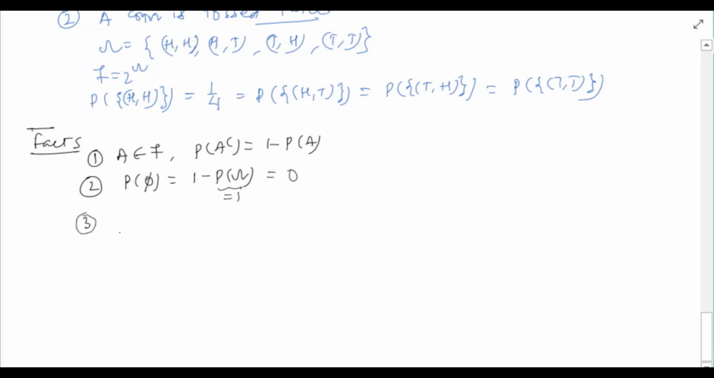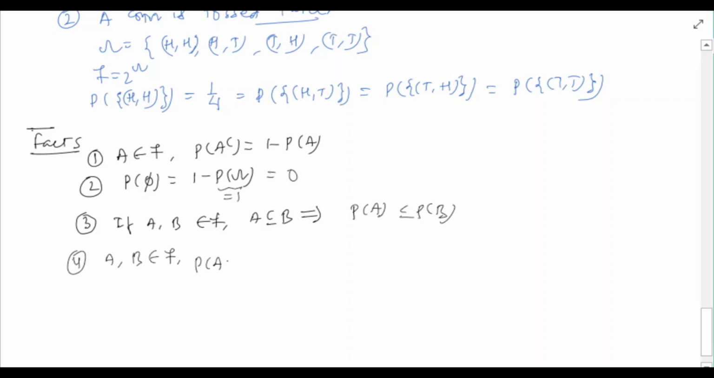The third property says that if A and B are events such that A is a subset of B, then the probability of A is less than or equal to the probability of B. The fourth property says that if A, B are events, then the probability of A intersection B is less than or equal to the minimum of the probability of A and the probability of B.